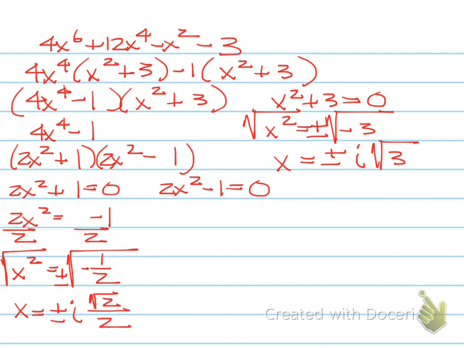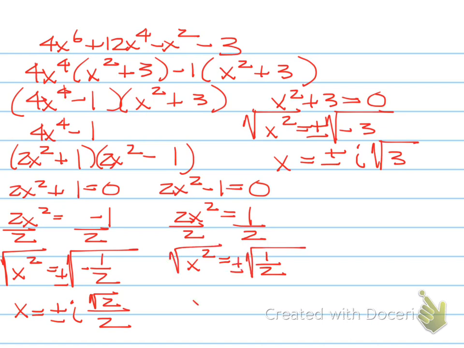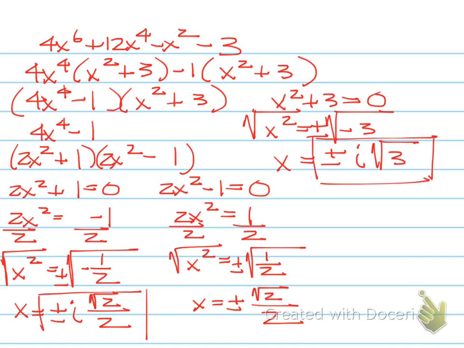I rationalize the denominator. And when we add 1 to both sides, divide both sides by 2, x squared is going to equal 1/2. So x will equal plus and minus the square root of 1/2, which once you rationalize the denominator, you'll get plus and minus the square root of 2 over 2. So we have our additional 6 roots on this slide.